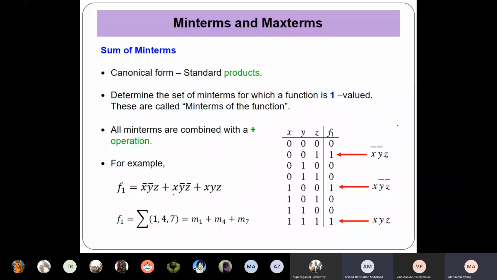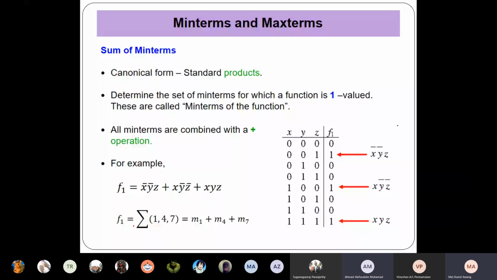And these min terms: x bar y bar z is one that is 1, x y bar z bar is another, and another one is x y z. The rest are 0. So 0, 0, 0 is 0. 0, 0, 1 is 1 for this one. 0, 1, 0 is 0 because there is no term there. 0, 1, 1 also not there, so it's 0. 1, 0, 0 is this one. And the last one, 1, 1, 1, is 1.